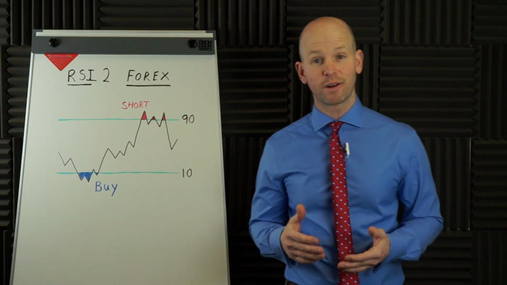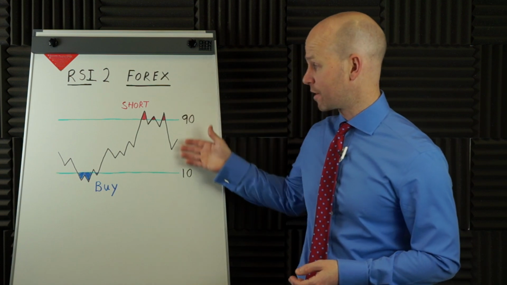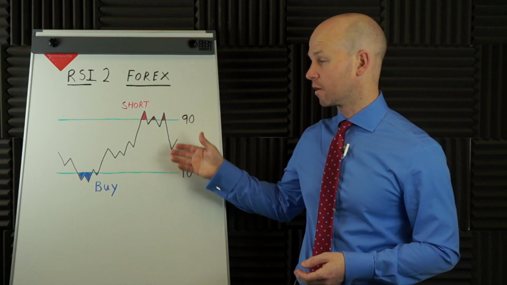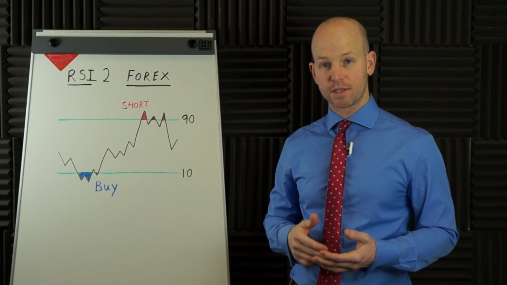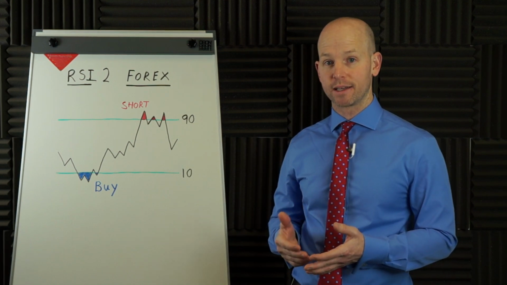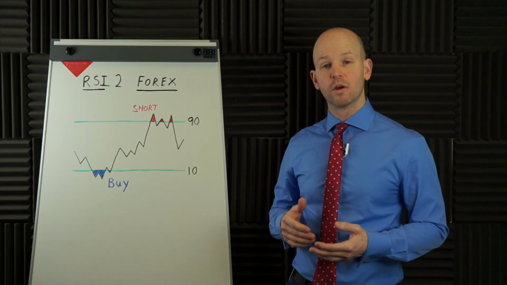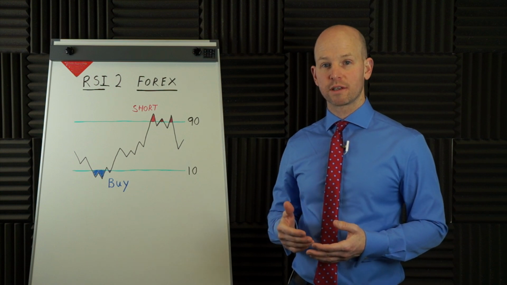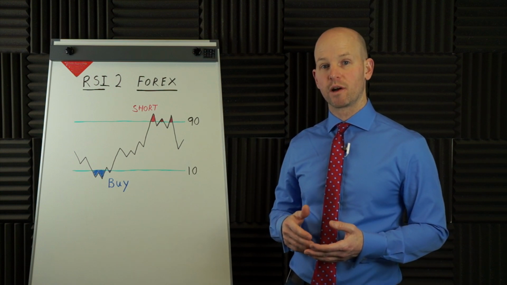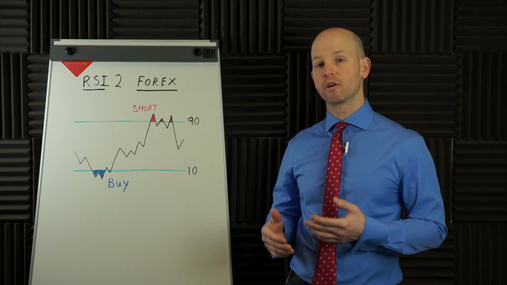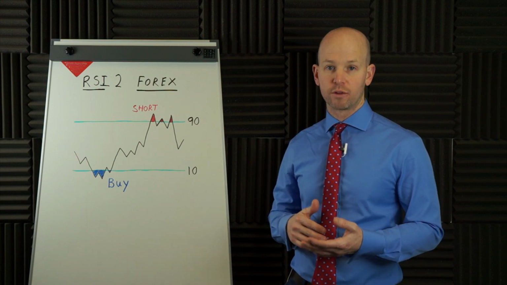The first thing we need on our charts then is the RSI indicator. We're also going to be using a 200 period simple moving average, or a 200 day as we're looking at the daily chart. And we're only going to be taking long trades if the price closed above the 200 period moving average, and only looking for short trades if it closed below the moving average.